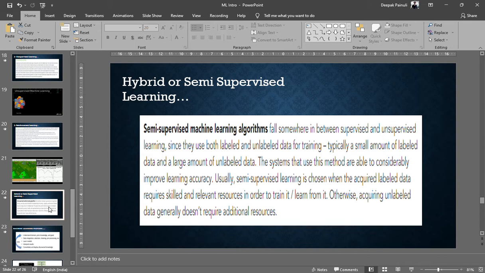Okay, systems that use this method are able to considerably improve learning accuracy. Usually semi-supervised learning is chosen when acquiring labeled data requires skilled and relevant resources in order to train on it and learn from it. Otherwise, acquiring unlabeled data generally doesn't require additional resources.